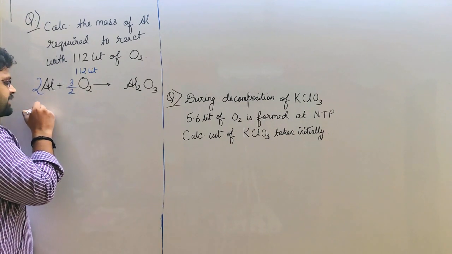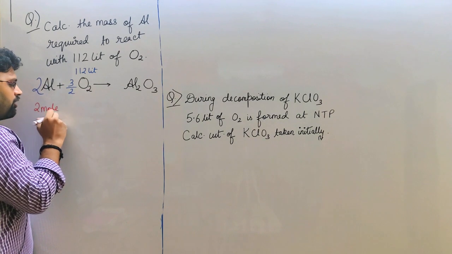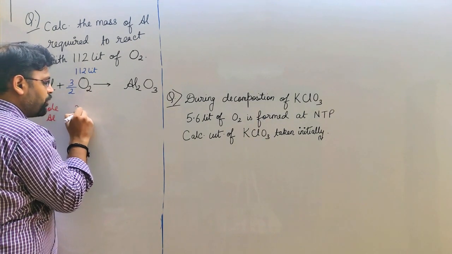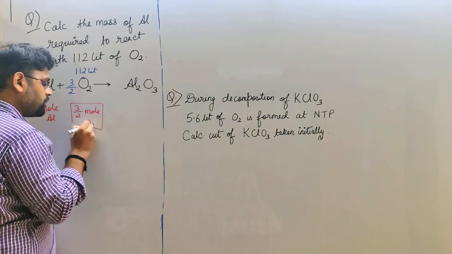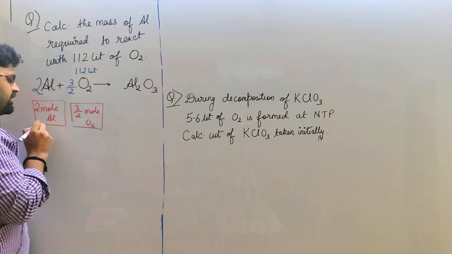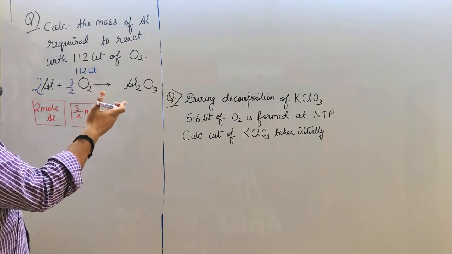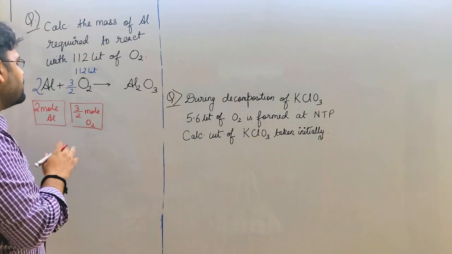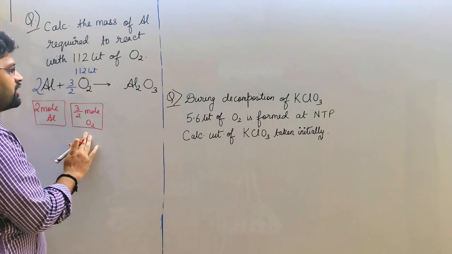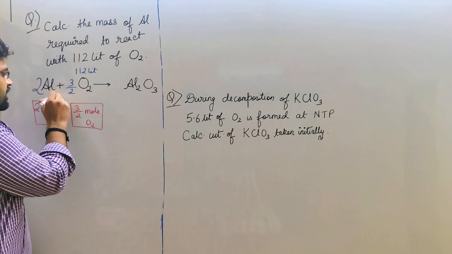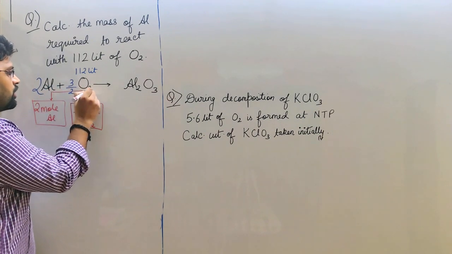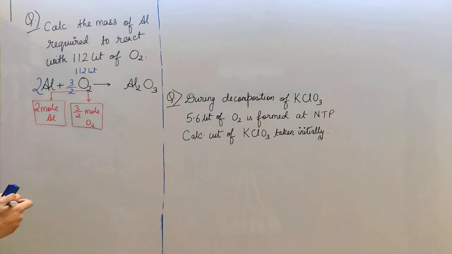According to stoichiometry, 2 moles of aluminium react with 3 by 2 moles of oxygen. We are only concerned with these two, aluminium and oxygen, and nobody is asking you about the product. You are only concerned with 112 liters of oxygen, how much mass of aluminium will be required. So we are only focused on the stoichiometric coefficients of aluminium and oxygen. Now see, 2 moles of aluminium requires 3 by 2 moles of oxygen.